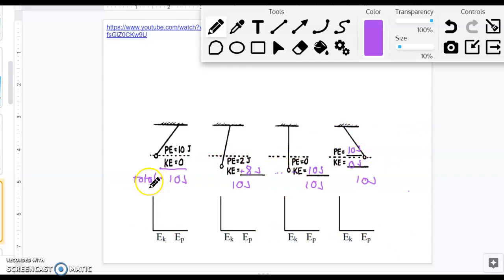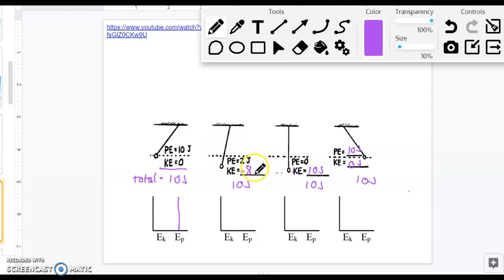We can represent them with L diagrams. Those are shown down here. And so the kinetic energy, we just draw a bar for it. Well, if it's 0, there's nothing. But potential energy is 10. Usually when we say it's all potential energy, we try to draw that line up to the top of the graph. And that's kind of how we do that part.